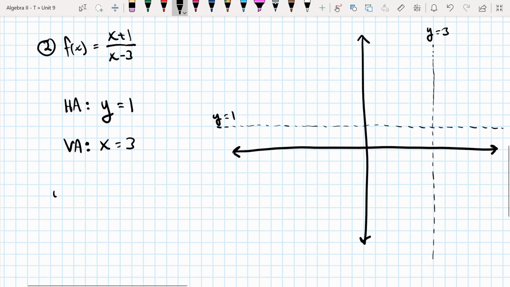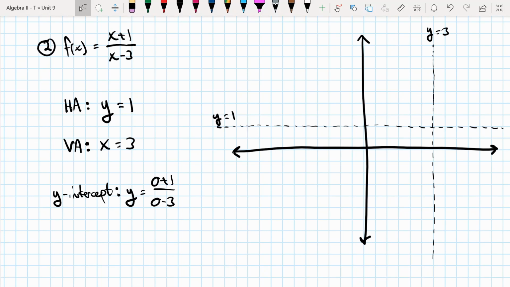The y-intercept can be found by taking the function and plugging in 0 for x. So y is equal to (0 plus 1) over (0 minus 3). And so the y-intercept is negative 1/3. As a coordinate point, it would look like this, and so that is right, let's say it's right here.